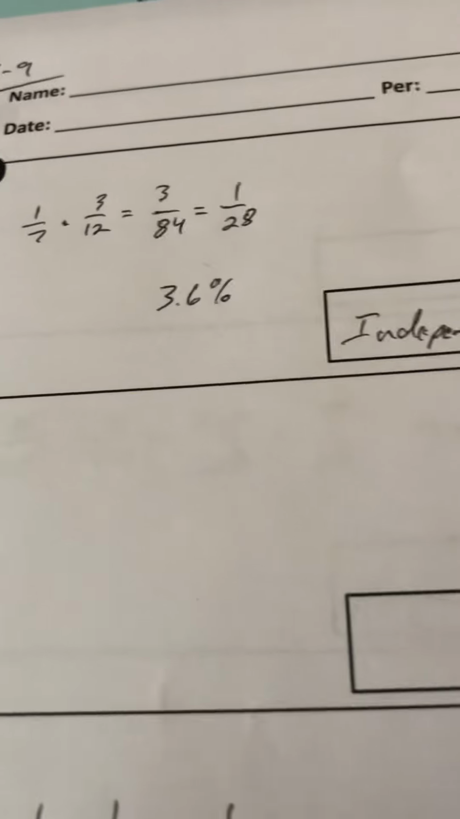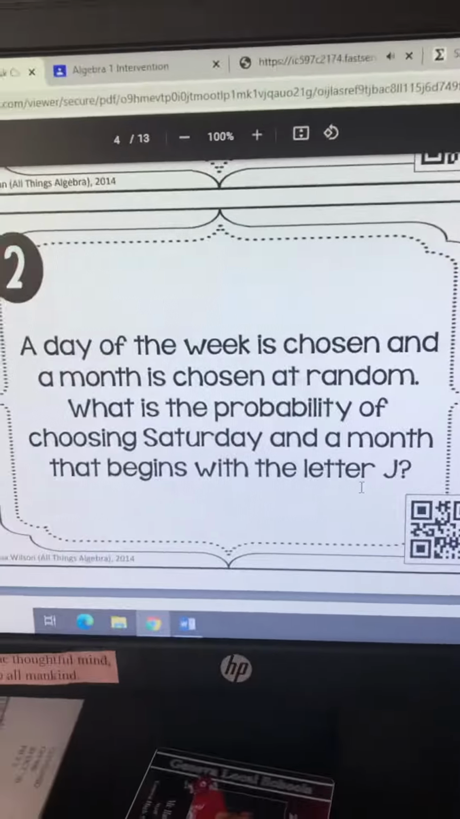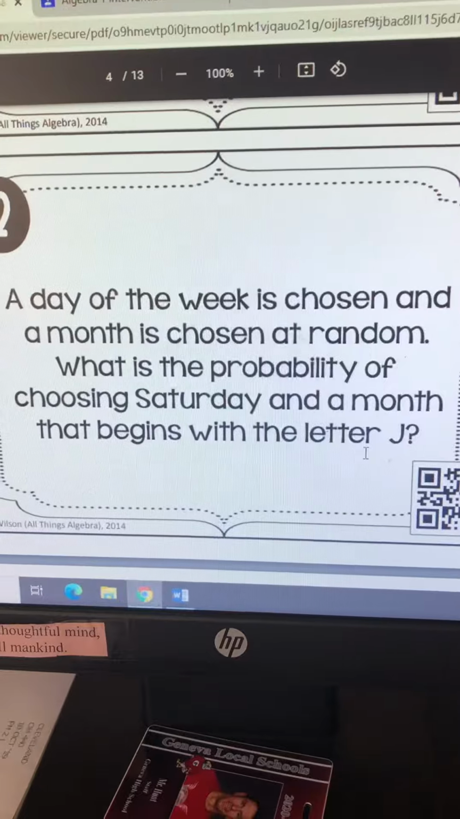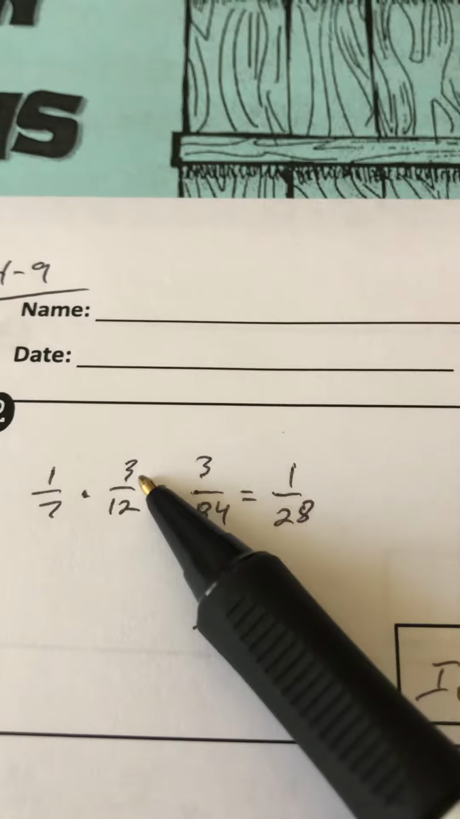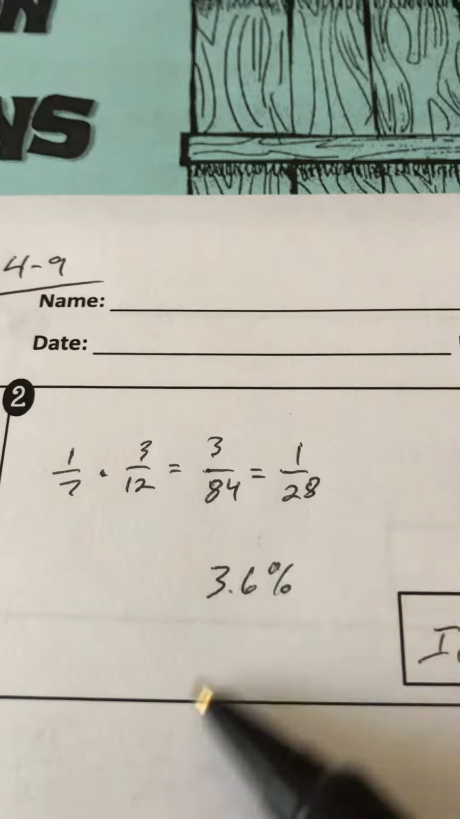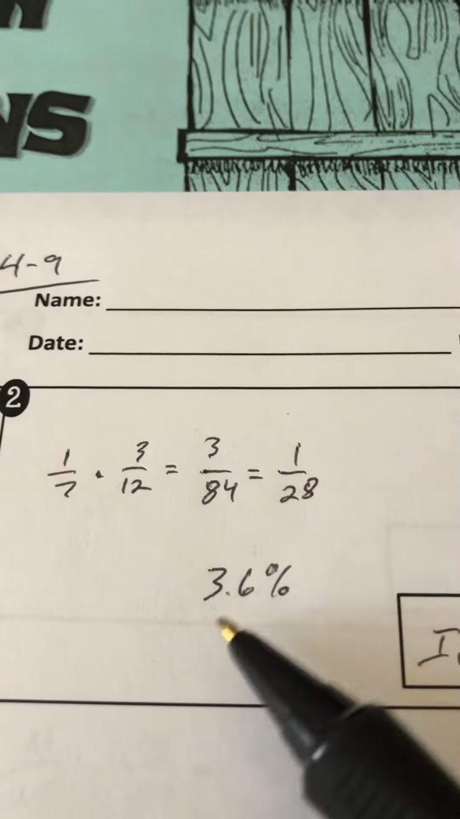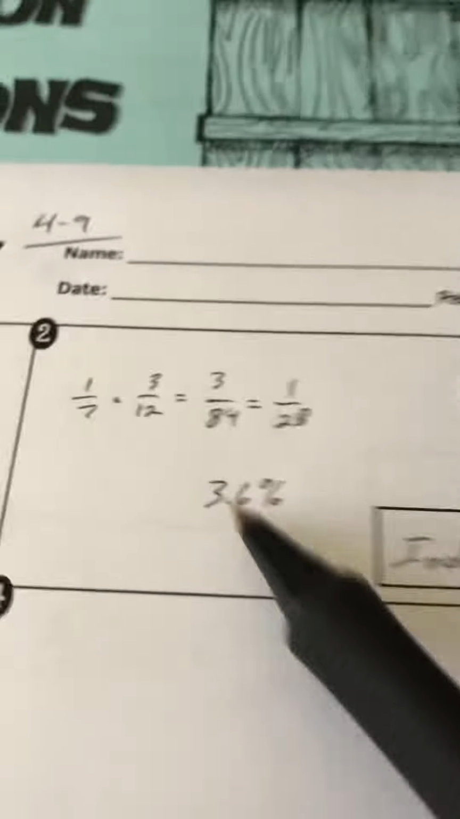So taking a look at number 2, we're looking at a day of the week is chosen and a month is chosen at random. What is the probability of choosing Saturday and a month that begins with the letter J? So Saturday is 1 out of 7. A letter J month is 3 out of 12. That would be 3 out of 84 or 1/28. 1 divided by 28, or you could just do 3 divided by 84. You're going to get 3.6%. Okay, and that's independent also.